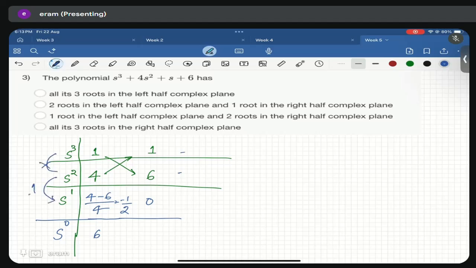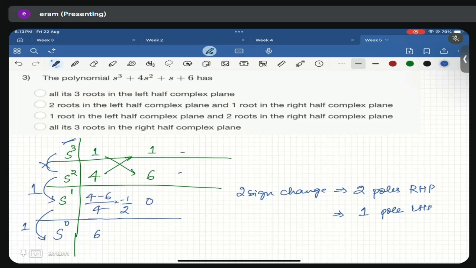There is one sign change here, and also there is one sign change here. The number of roots in the right half plane equals the number of sign changes. So we have two sign changes, meaning there are two poles in the RHP, and since the degree is 3, the other one is one pole in the LHP. So the correct option is option number 3.